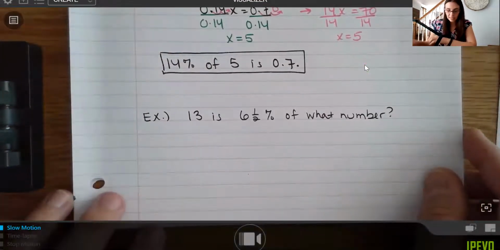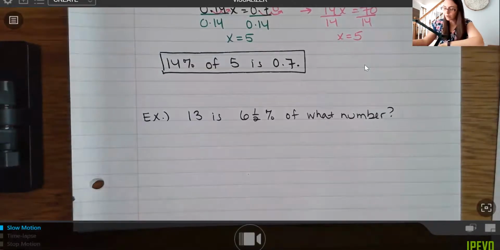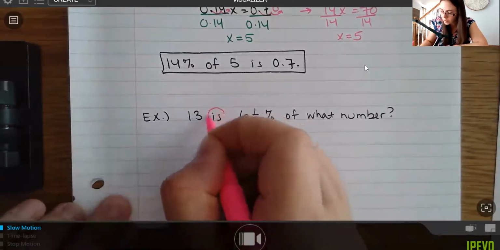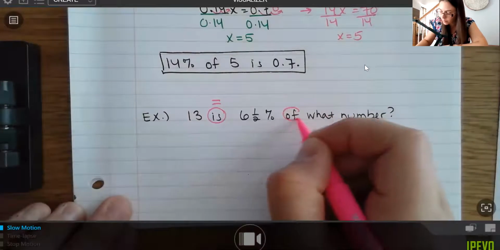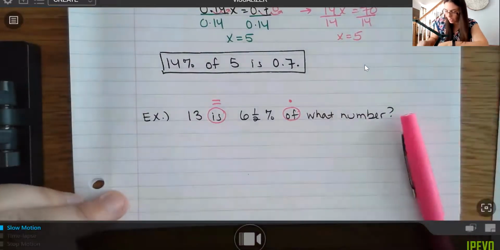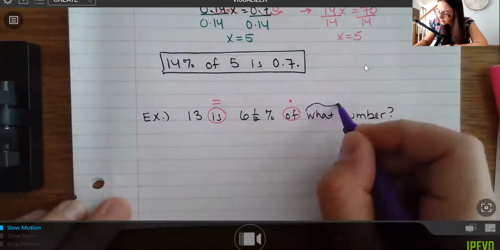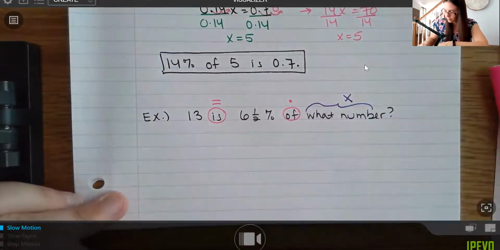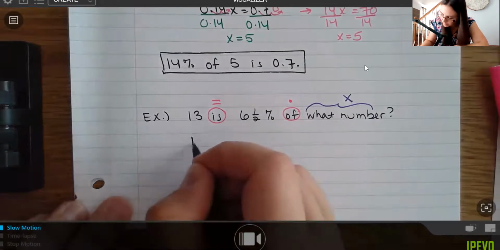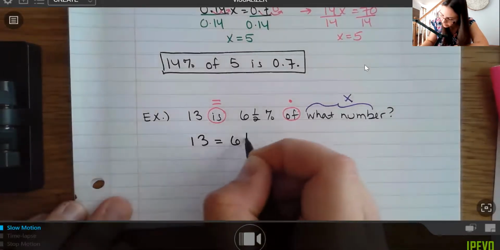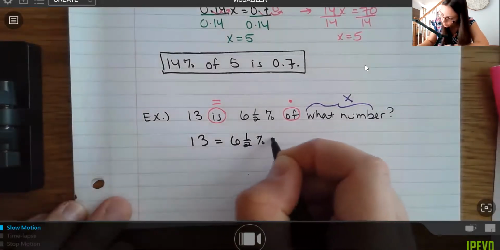All right, 13 is 6.5% of what number? So again, at this point in the video, I'm just going to go through some examples. So if you're feeling pretty comfortable, you could try pausing the video and doing the examples yourself, seeing if you're getting the same answer. All right, so I see 13 is 6.5% of what number?